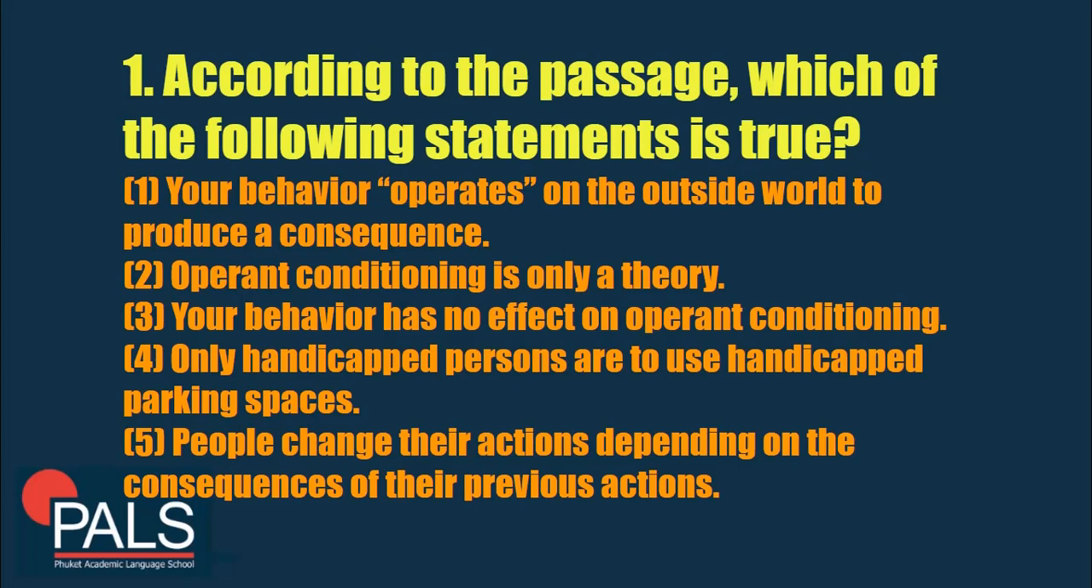So, which of the following statements is true? Number 1. Your behavior operates on the outside world to produce a consequence. Number 2. Operant conditioning is only a theory. Number 3. Your behavior has no effect on operant conditioning. Number 4. Only handicapped persons are to use handicapped parking space. Number 5. People change their actions depending on the consequences of their previous actions.